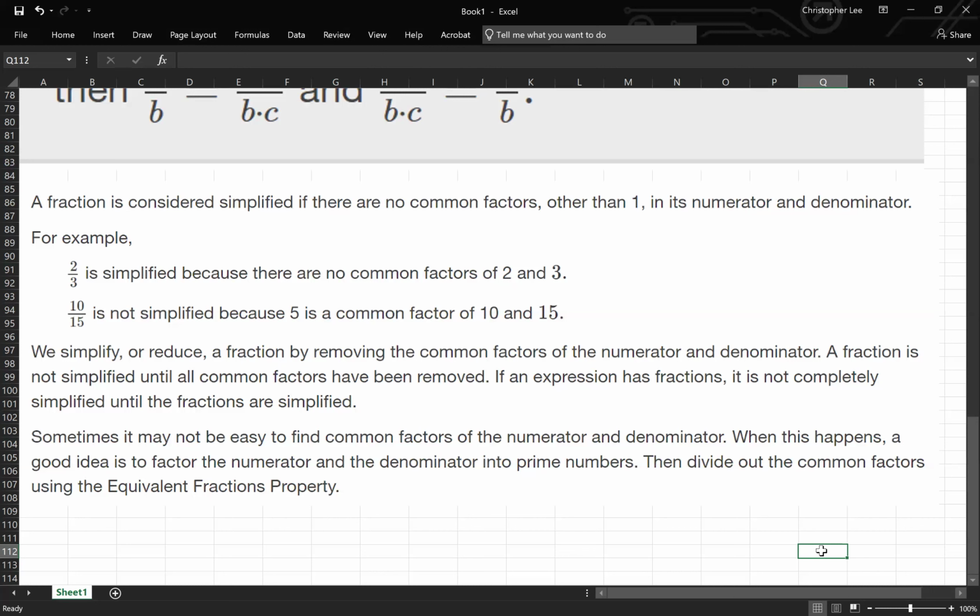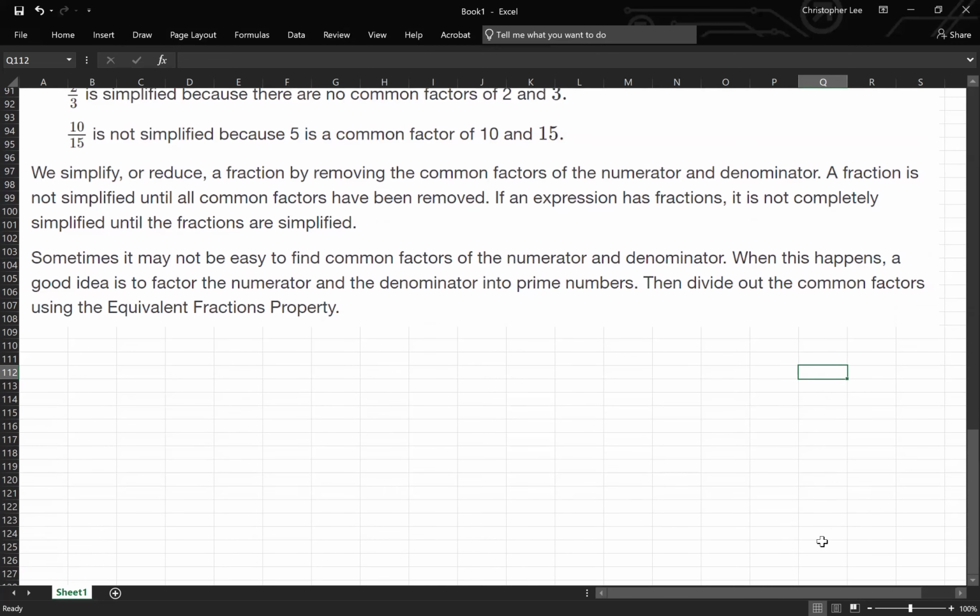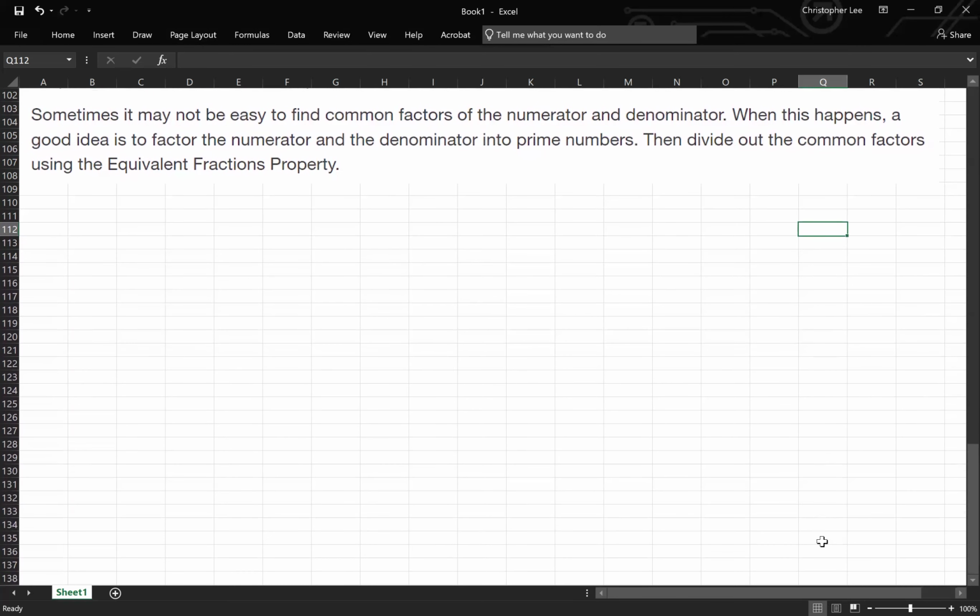Sometimes it may not be easy to find common factors of the numerator and denominator. When this happens, a good idea is to factor the numerator and denominator into prime numbers and then divide out the common factors using the equivalent fraction property. I'm really interested in that last part. I'm going to show you guys how to do that, particularly because we can't use calculators.